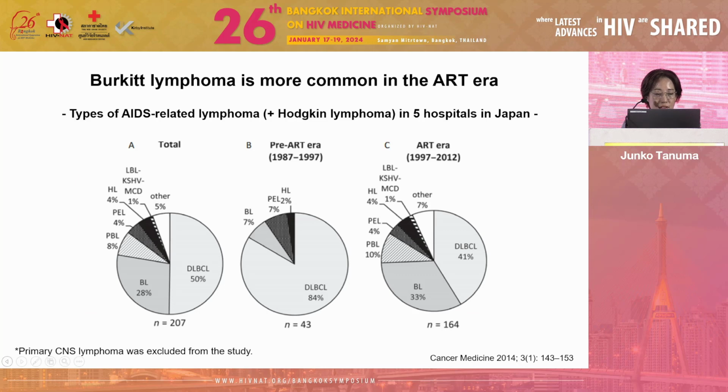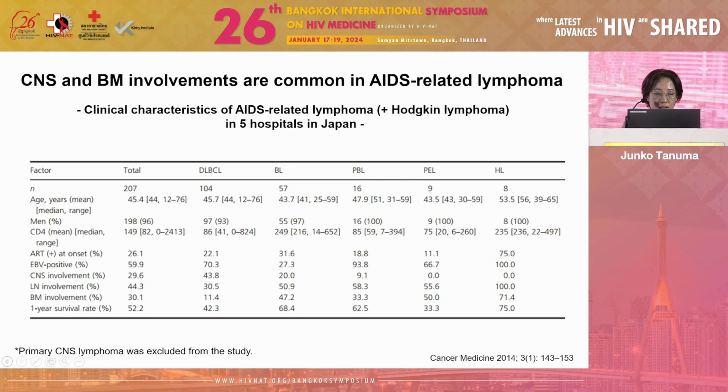Burkitt lymphoma can occur during stable ART with relatively high CD4 counts. According to our survey conducted in 5 hospitals in Japan in 2012, the percentage of Burkitt lymphoma among all systemic AIDS-related lymphoma increased from 7% in the pre-ART era to 33% in the post-ART era. Another important characteristic of AIDS-related lymphoma is that it is aggressive and rapidly progressing, and extranodal involvement, in particular central nervous system involvement and bone marrow involvement, is quite frequent. In the previous study in Japan I mentioned earlier, nearly 40% of DLBCL presented with central nervous system involvement.